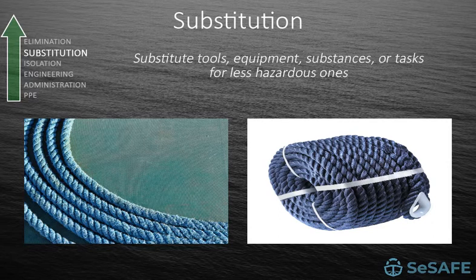If a hazard or risk cannot be eliminated, then substitution, for something less hazardous, is the next best option. Examples include replacing a hazardous chemical with one less hazardous, or replacing an old frayed rope with a new rope to lift a load.